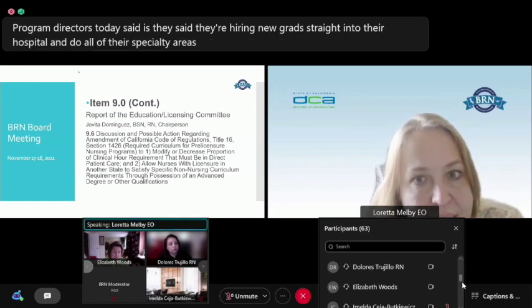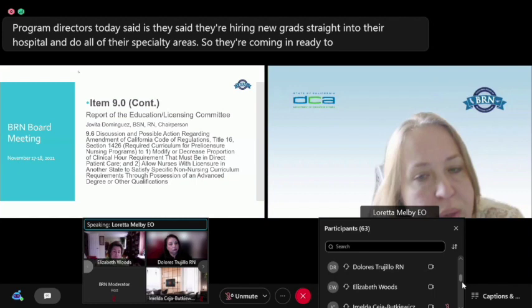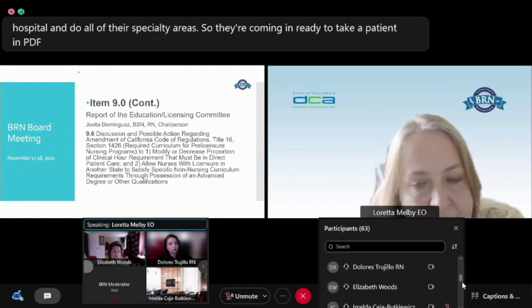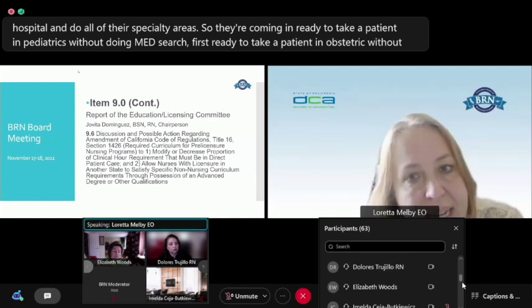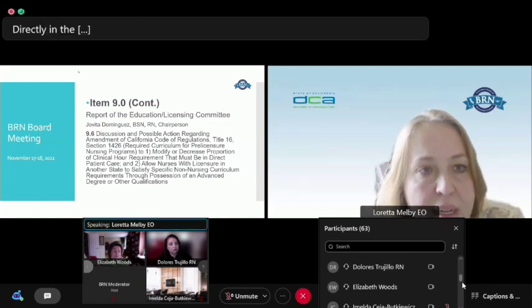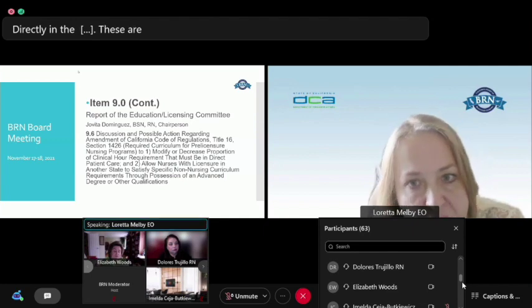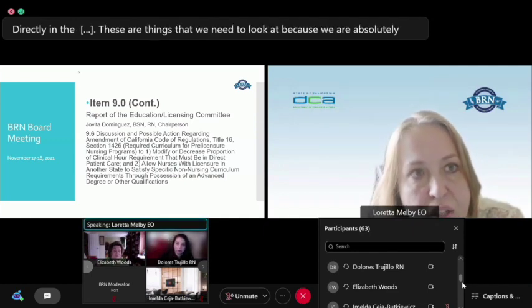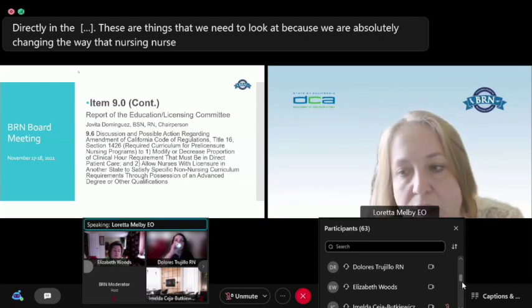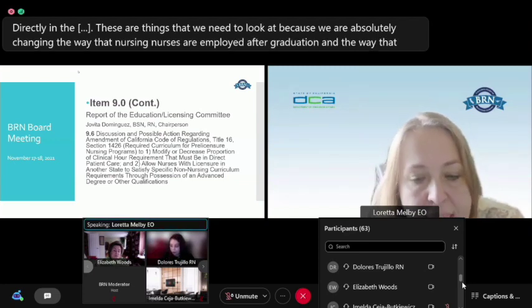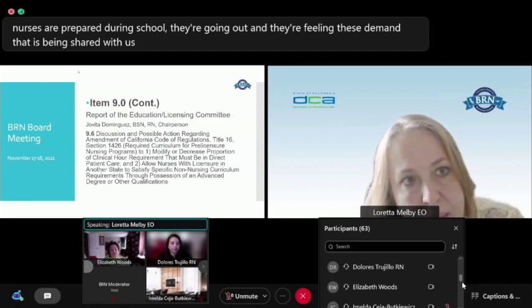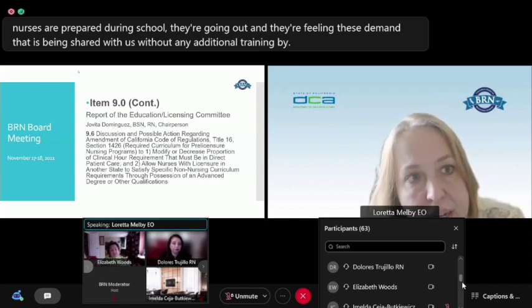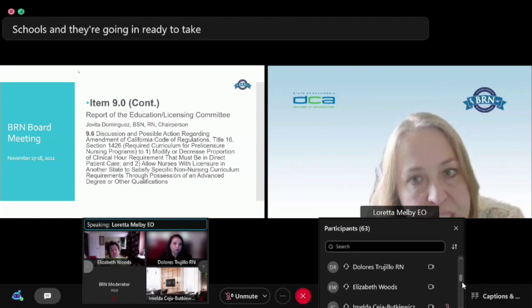So they're coming in ready to take a patient in pediatrics without doing med surg first, ready to take a patient in obstetrics without doing med surg first, going directly into ICU. These are things that we need to look at because we are absolutely changing the way that nurses are employed after graduation and the way that nurses are prepared during school. They're going out and they're filling this demand that is being shared with us without any additional training by the schools. And they're going in ready to take care of patients within those healthcare facilities.